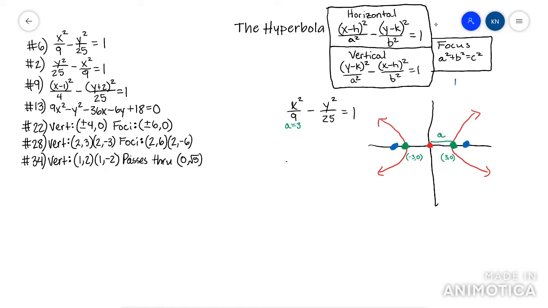So for our foci here, it would be 9 plus 25 under a root. So that's root 34. The foci are moving left and right, so they're affecting the x value. So I would put the foci at plus or minus root 34, 0.